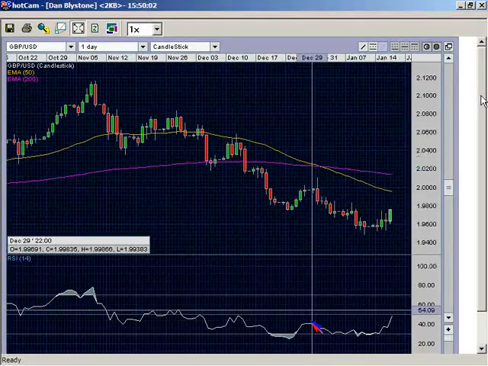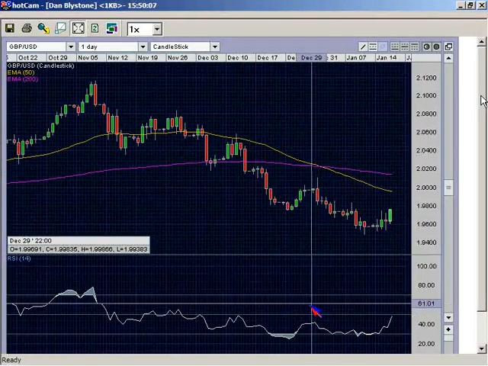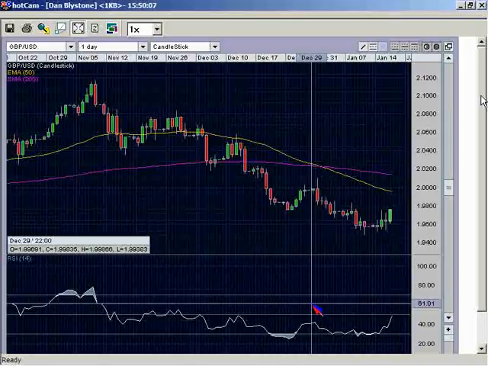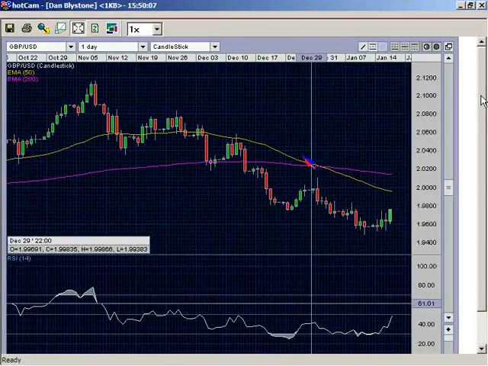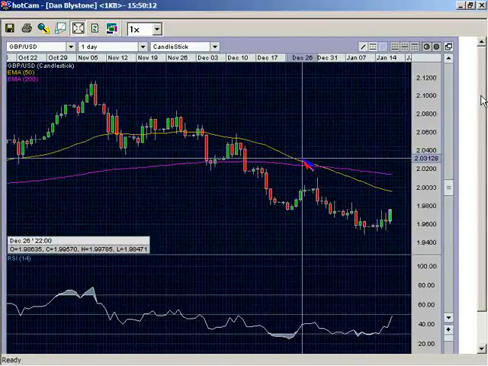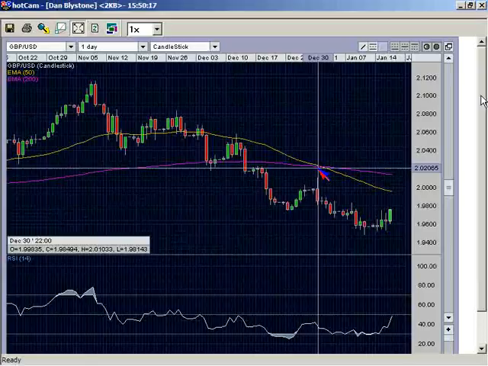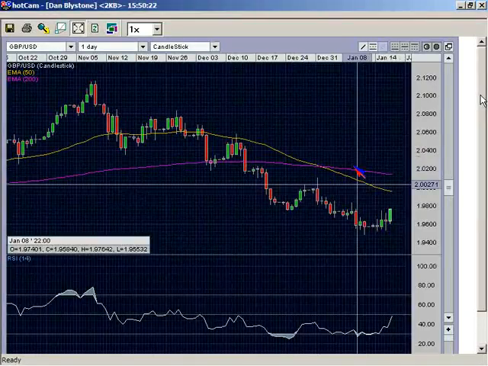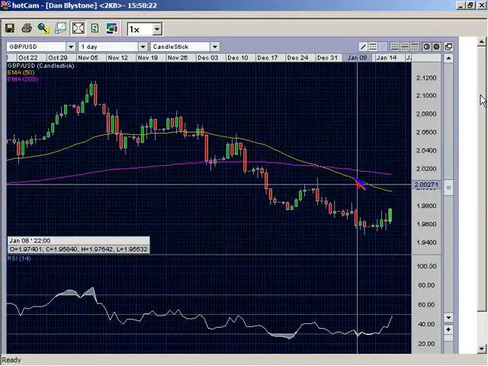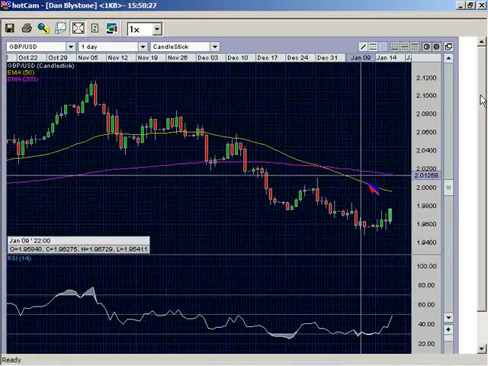At that time the RSI was not actually in overbought territory, so we didn't have confirmation from the RSI there. But these are longer term moving averages, and that's a pretty powerful sell signal right here, having the 50 cross below the 200. And sure enough, there was a nice break, as you can see. And it looks like this might be a pretty good trend that's beginning to develop here.